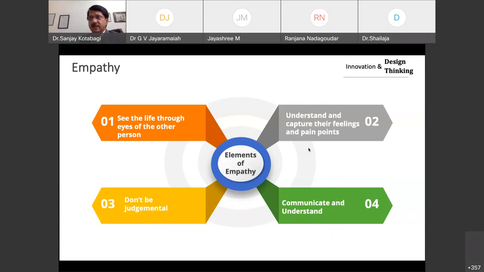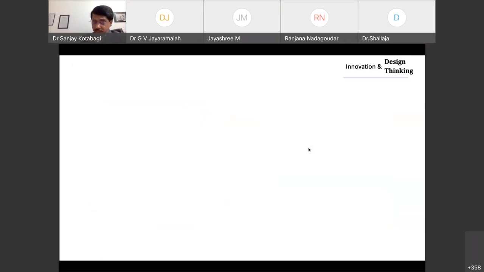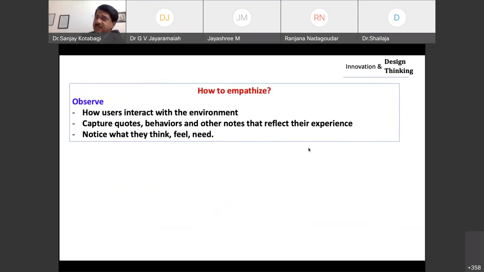So if I recapture all this, empathy is nothing but seeing the problems or life of the other person through their eyes, then understanding and capturing the pain points and feelings empathetically. There are many tools you can use, such as empathy mapping and user personas, through which you can document and capture it. I cannot become judgmental, and I need to document it clearly and communicate back to the user and make it co-generated. Then, how to empathize? This is the question that most times comes to our mind. How do I start? It's easy to say go into the shoes of the other person, but what does that mean?